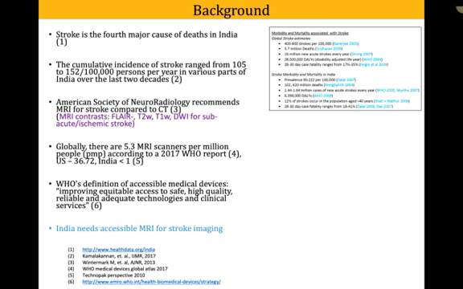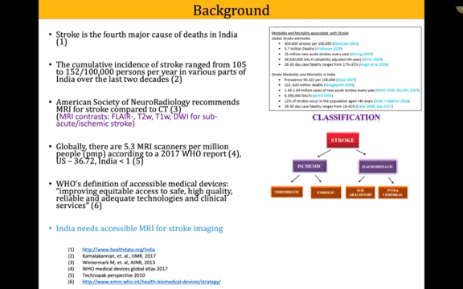American Society of Neuroradiology recommends MRI for stroke imaging compared to CT. This is specifically because of the ischemic stroke subtype rather than the microbleeds and the hemorrhagic stroke, and the role of diffusion that enables this classification better compared to CT.